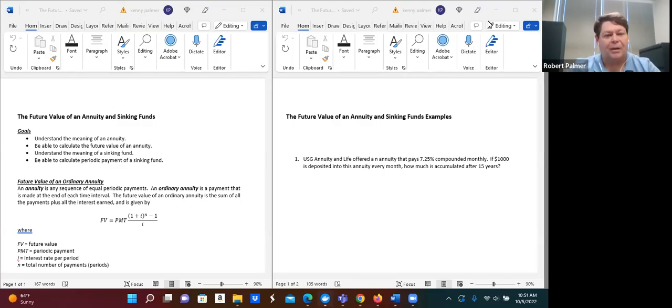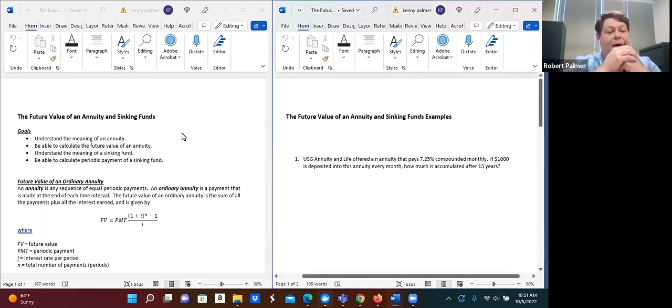Hello, everyone. Welcome back. Today, we're going to talk about an application of compound interest, which is about the future value of an annuity, and sinking funds, which are related to each other. Explain what those are and then how to calculate them.